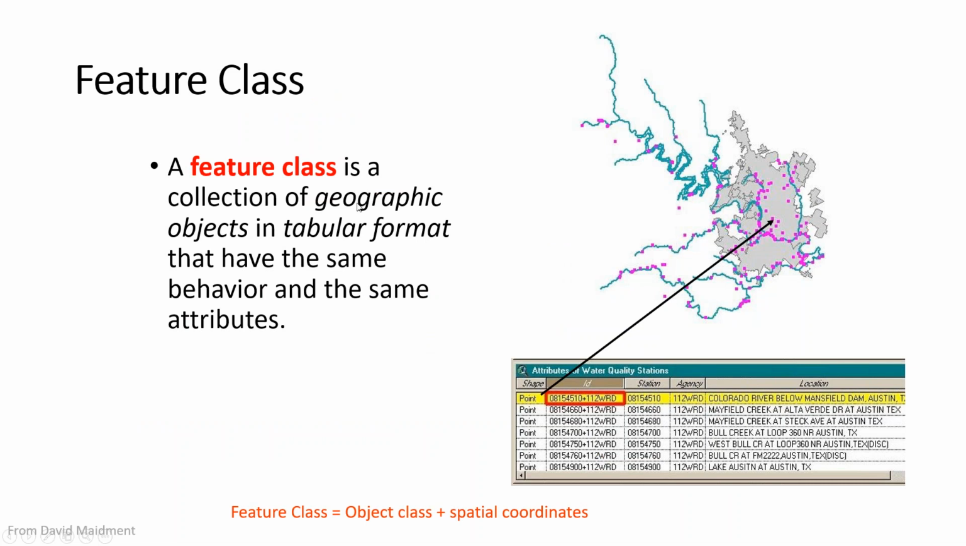A feature class is the name we give to a collection of geographic objects. And in addition to the tabular information about the thing that you're interested in, there's also shape information. It says it's a point or a line or a polygon. So feature class is an object class plus spatial coordinates.